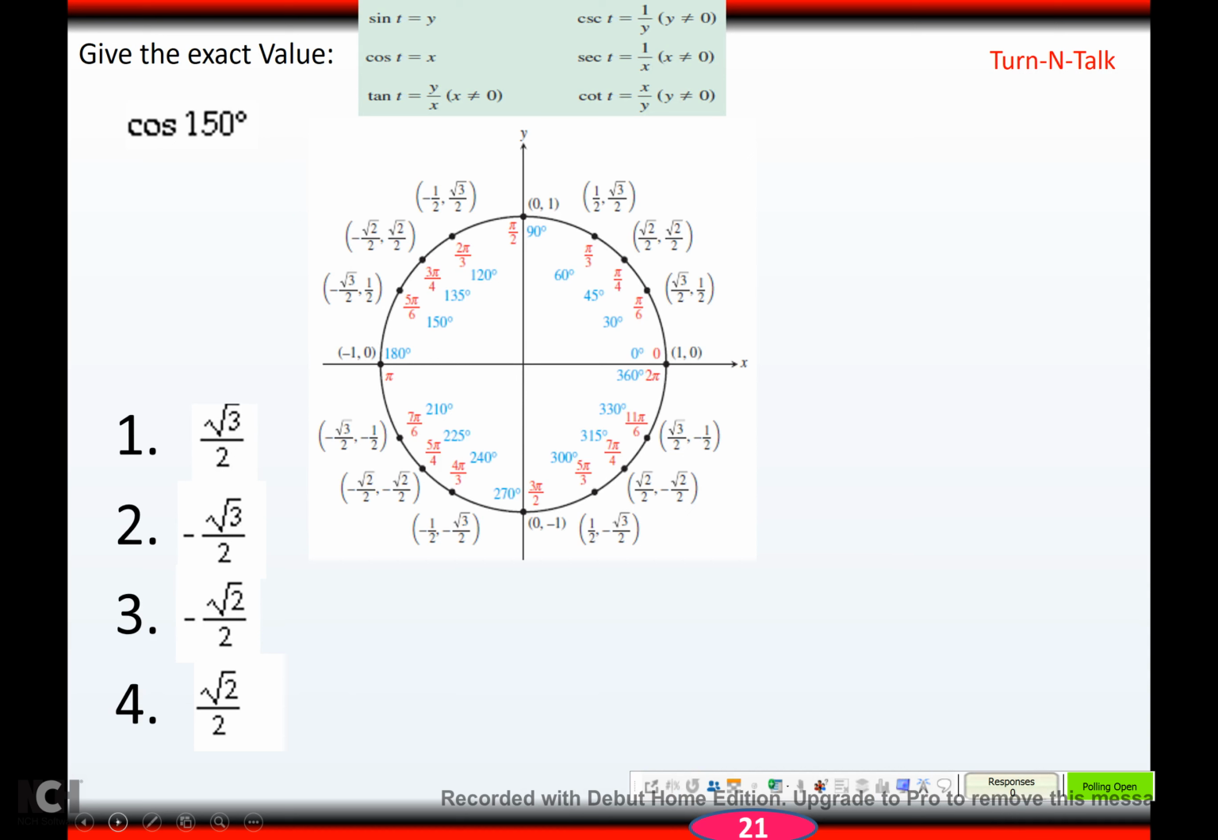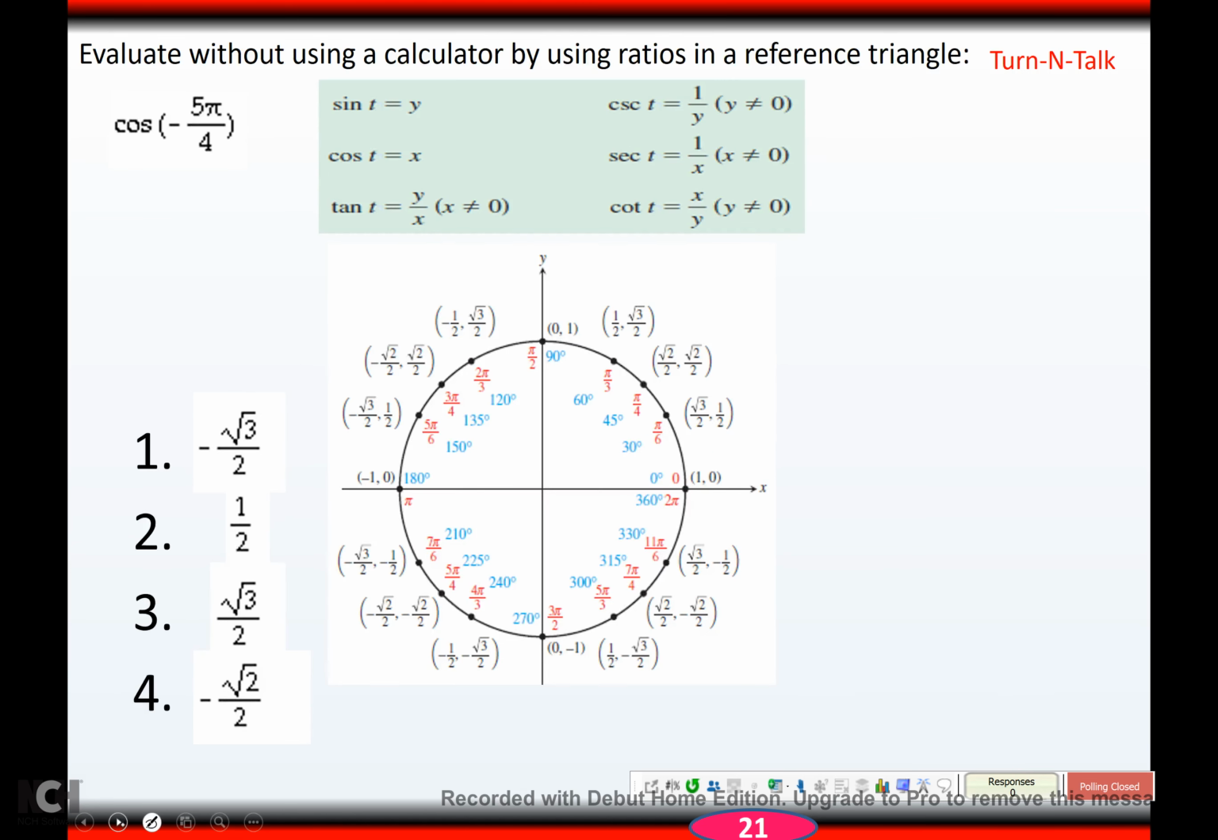Alright, so calculate the exact value of cosine of 150 degrees. Hit pause, come back when you're ready, and hopefully you got negative square root of 3 over 2. If you go to 150 degrees, that's right here. Okay, and they want cosine, which is x, and the x coordinate is negative square root of 3 over 2. Hit pause, come back when you're ready, and hopefully you got 4.